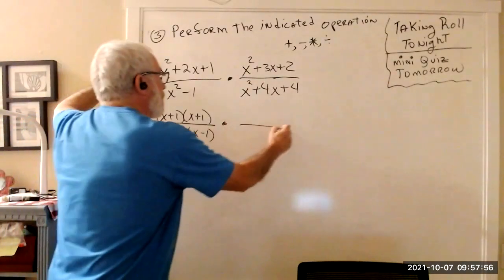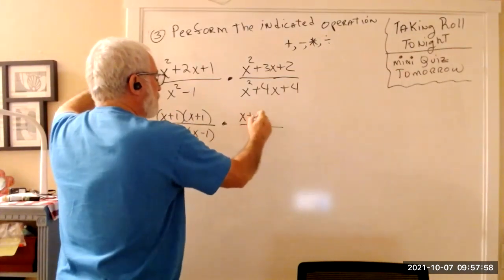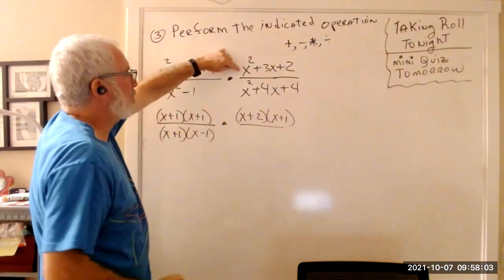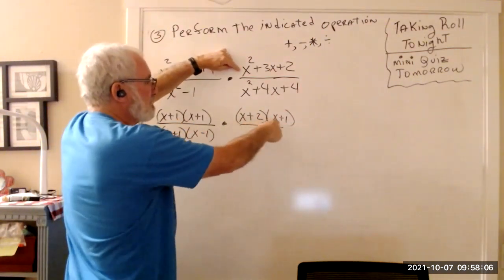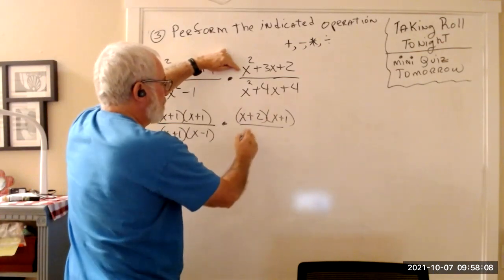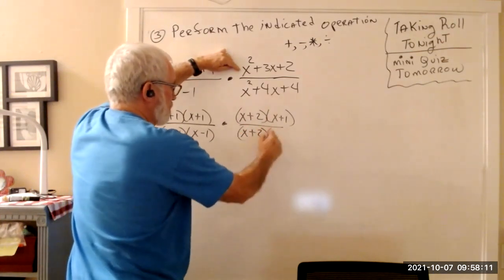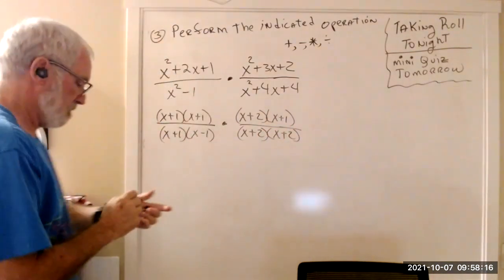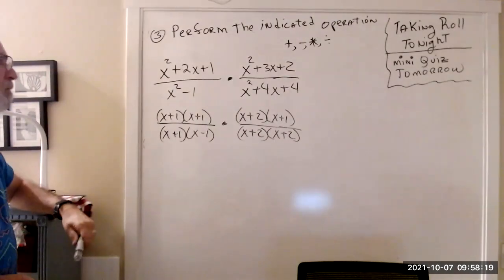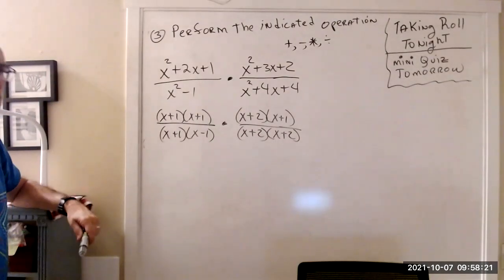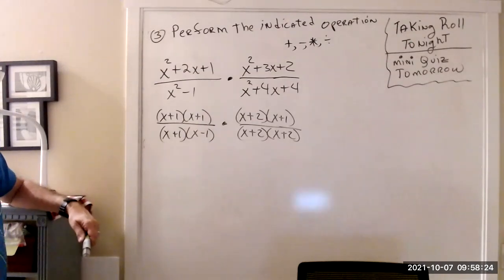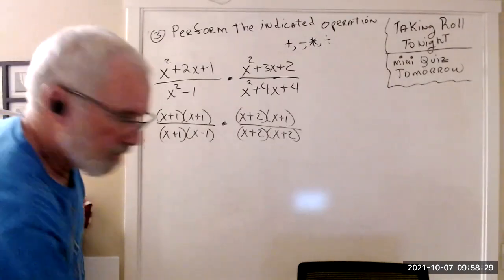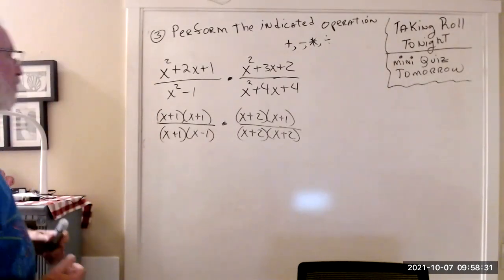Times. Over here, this is x plus 2 times x plus 1. The numerator became x plus 2 times x plus 1. The denominator was x plus 2 times x plus 2. Okay, so a whole bunch of trinomial factoring, a whole bunch of it. Okay, and then there's a difference of squares problem. So now we look to see who cancels.